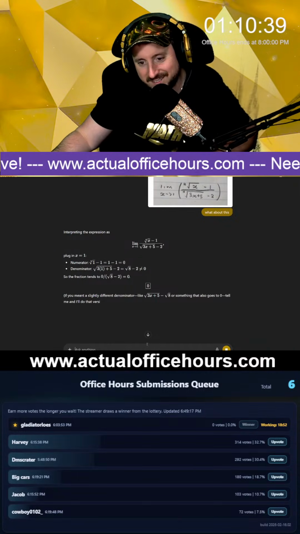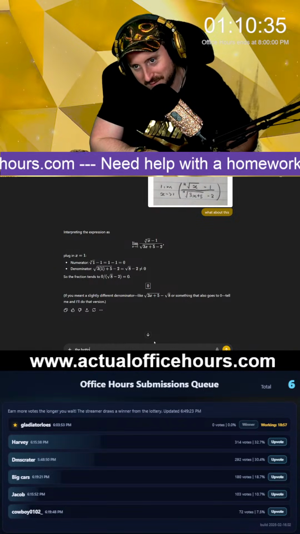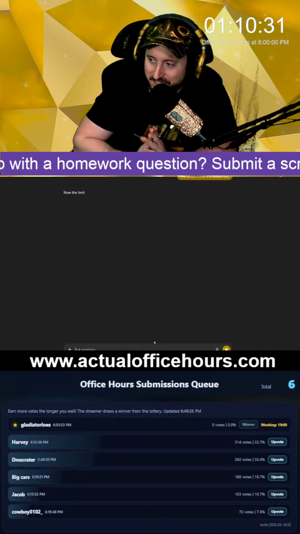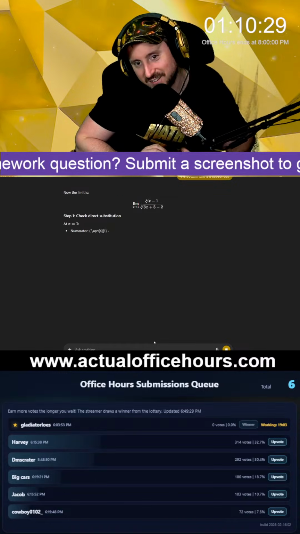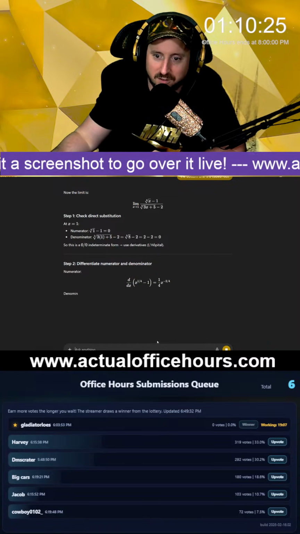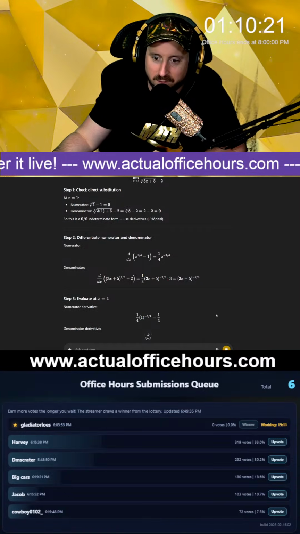Wait. Okay, wait. The bottom one is a cube root. I thought the bottom one was a square root. You done messed up, Aaron. I thought that at first too. Yeah, this is 0 over 0. Use L'Hopital's. Cool. Evaluate at 1.